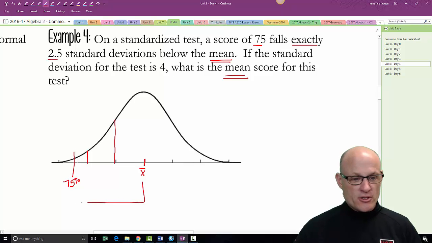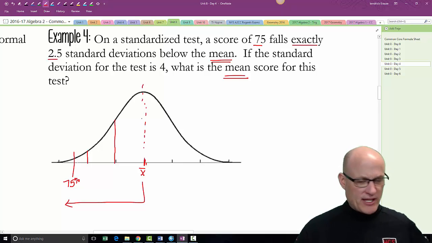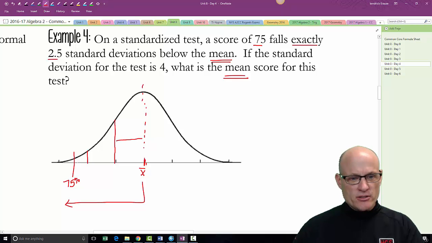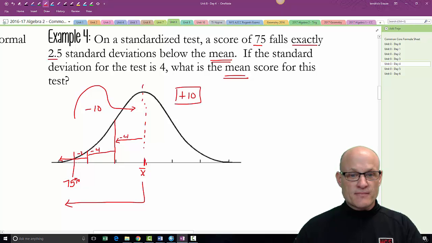So I went down 2.5 standard deviations. Well, how do I do that? Well, if this is the mean and I want to go 2.5 standard deviations down, I'm going to go down 4, then I'm going to go down 4, and then going down 4 would take me to here, so I'm going to go down 2 more. So I went down 4, down 4, down 2. That's a total of down 10. So to get back up to here, I've got to add 10. So my mean, or my x bar, would be 85.